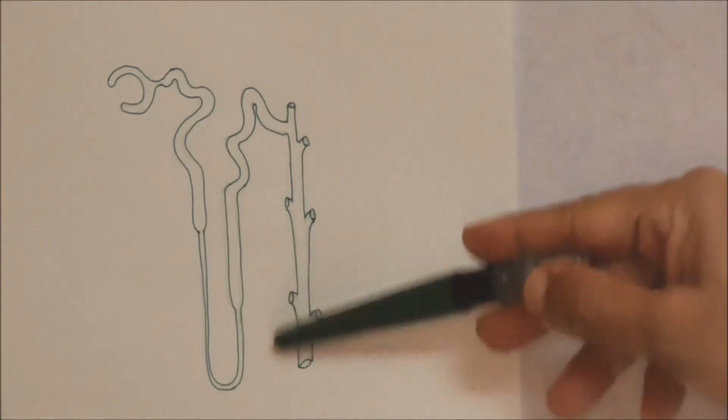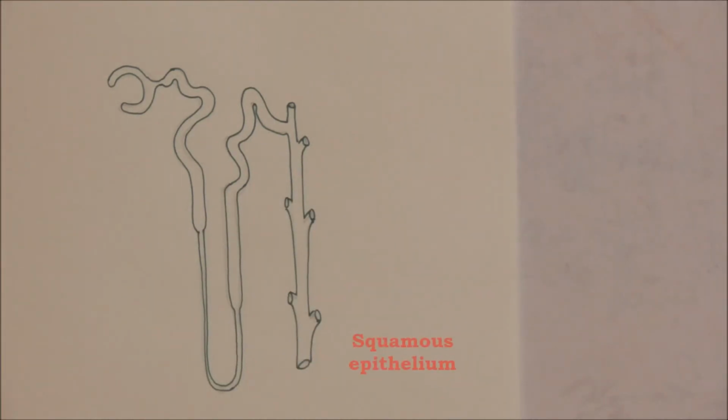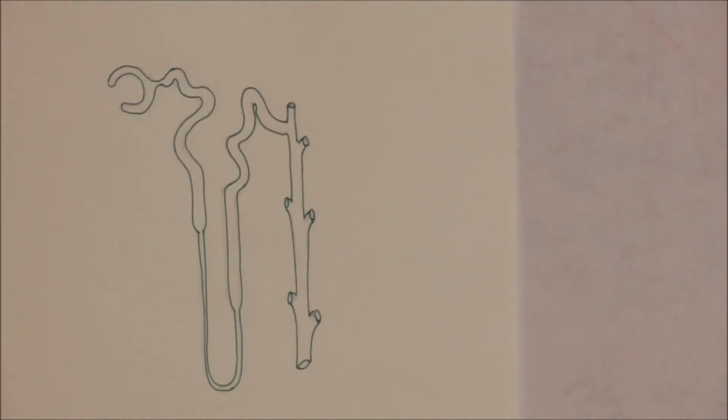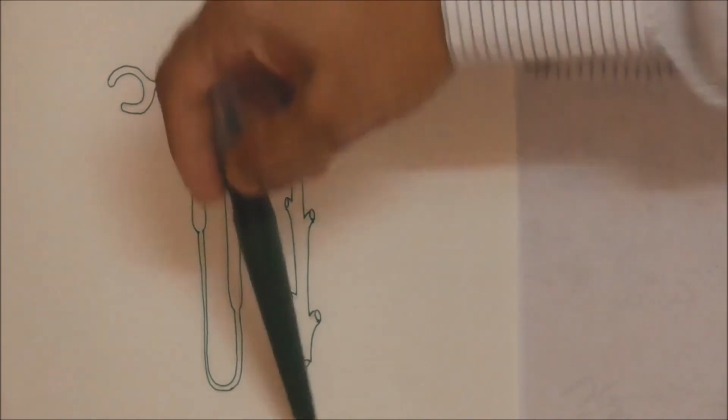The Henle's loop, a relatively narrow part of the nephron, is lined by squamous epithelium again. So Bowman's capsule and Henle's loop are lined by squamous epithelium. Proximal and distal convoluted tubules are lined by cuboidal epithelium, one with microvilli, one without microvilli, and then it joins into the collecting duct. The collecting duct continues further.